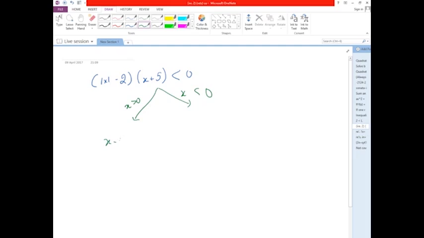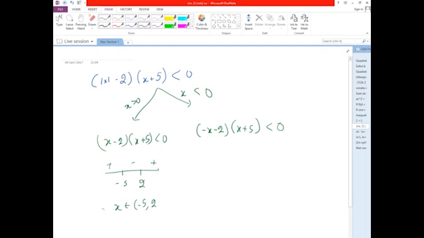If x is greater than 0, the equation becomes x minus 2, x plus 5 less than 0. If x is less than 0, it becomes minus x minus 2, x plus 5 less than 0. You can solve it using the method of intervals. The critical values are minus 5, 2, plus, minus, plus. So the answer here is x element of minus 5 comma 2. But you can only take values where x is greater than 0 because that was your starting condition. Combining with that, you get x element of 0 to 2.